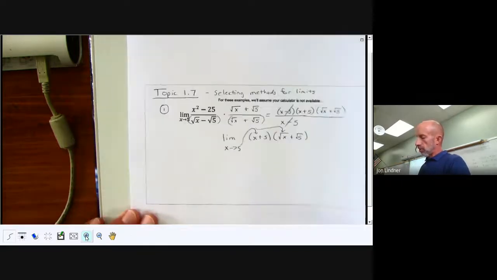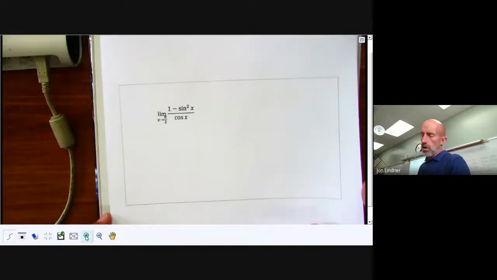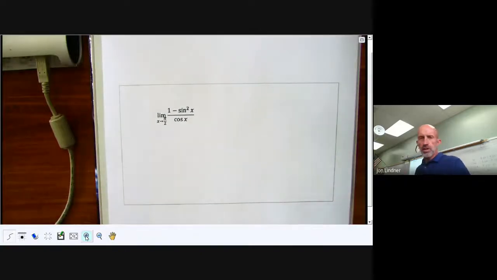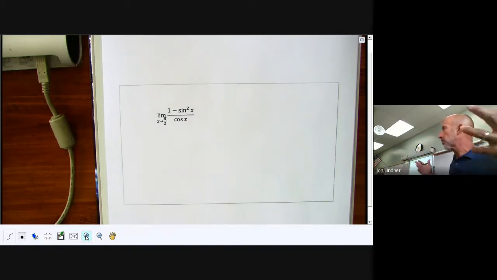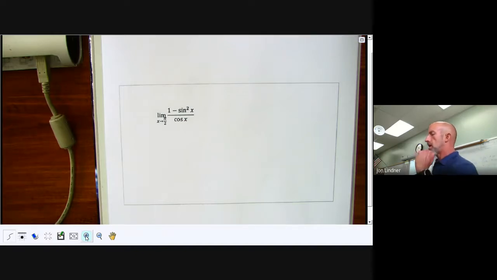Let's go to example 2. These sections I kind of like because it's just a chance for us to crank out some good old-fashioned problems and learn some things. Now this is where I had told you to get out your trig identity sheet.